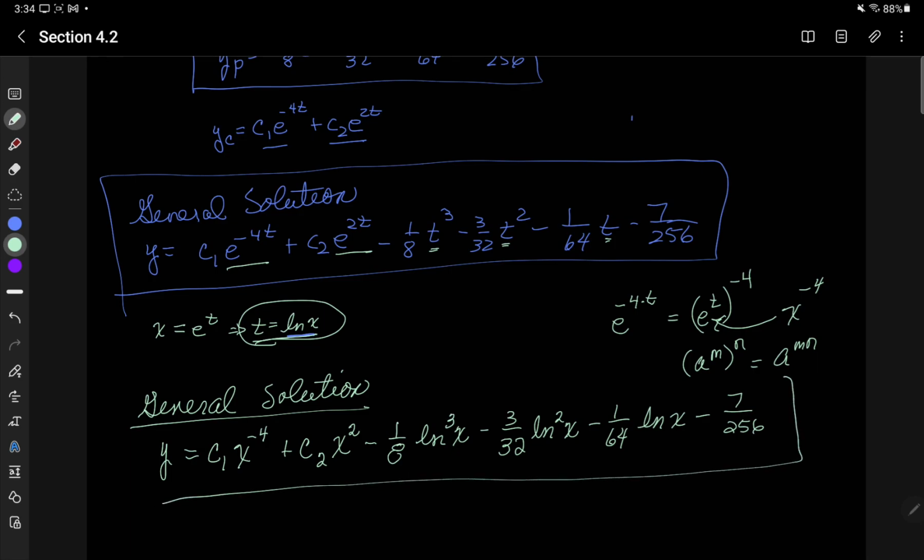So this should be the final answer to that equation, as long as I did my arithmetic correctly.